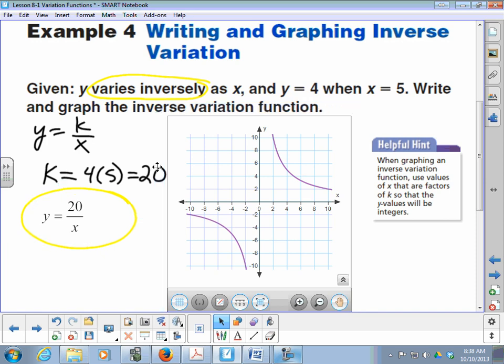But if I graph this then, I want to choose values that are going to give me integers. So let's think about this, okay? Let's see, what's a number that goes into 20 evenly? 2 does, okay? All right, so if I do 20 divided by 2, what am I going to get? 10, all right? So I have the point 2, 10. All right? And what's another number? So if I have 2, 10, I also have 10, 2.